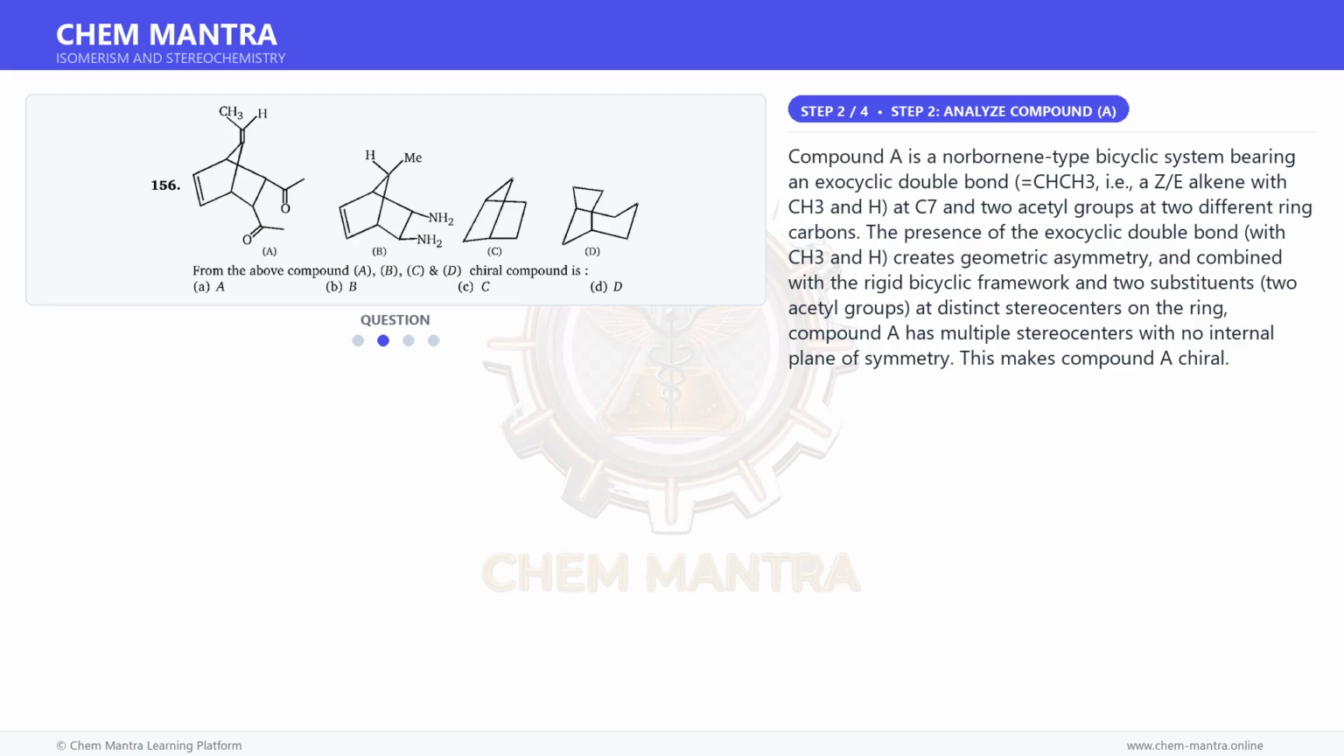The presence of the exocyclic double bond with CH3 and H creates geometric asymmetry, and combined with the rigid bicyclic framework and two substituents, two acetyl groups, at distinct stereocenters on the ring, compound A has multiple stereocenters with no internal plane of symmetry. This makes compound A chiral.